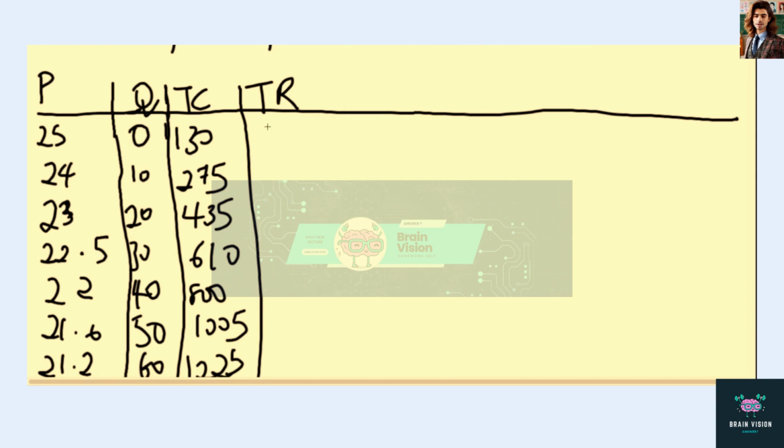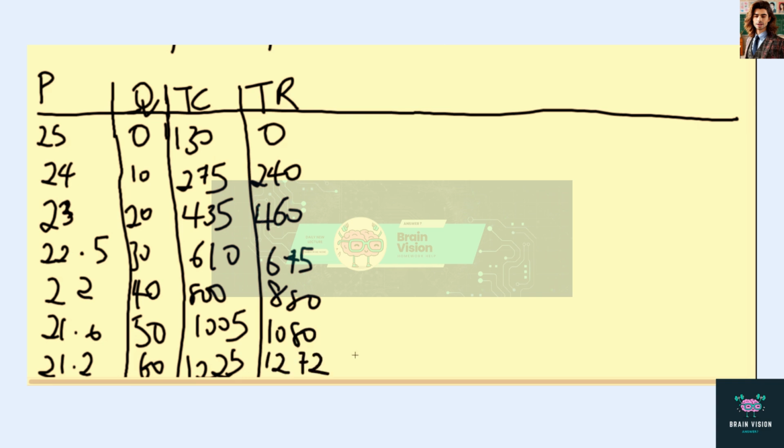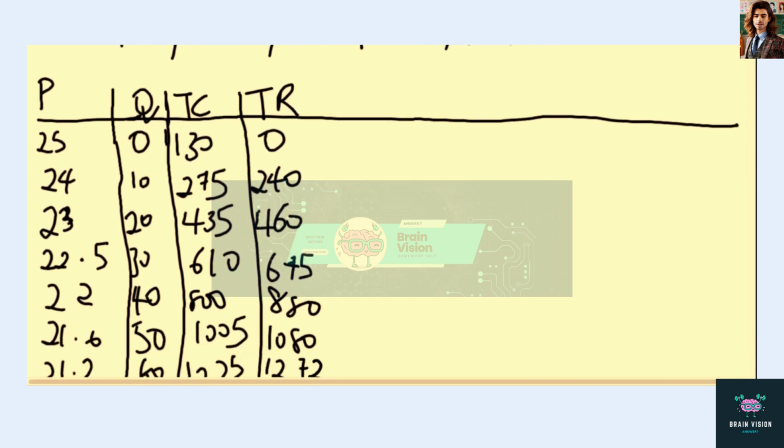So 25 times 0 is 0. 25 times 10 is 240. So the next line, 23 times 20 is 460. Then the next one is 675. Then we have 880, 1080, and then 1,272.